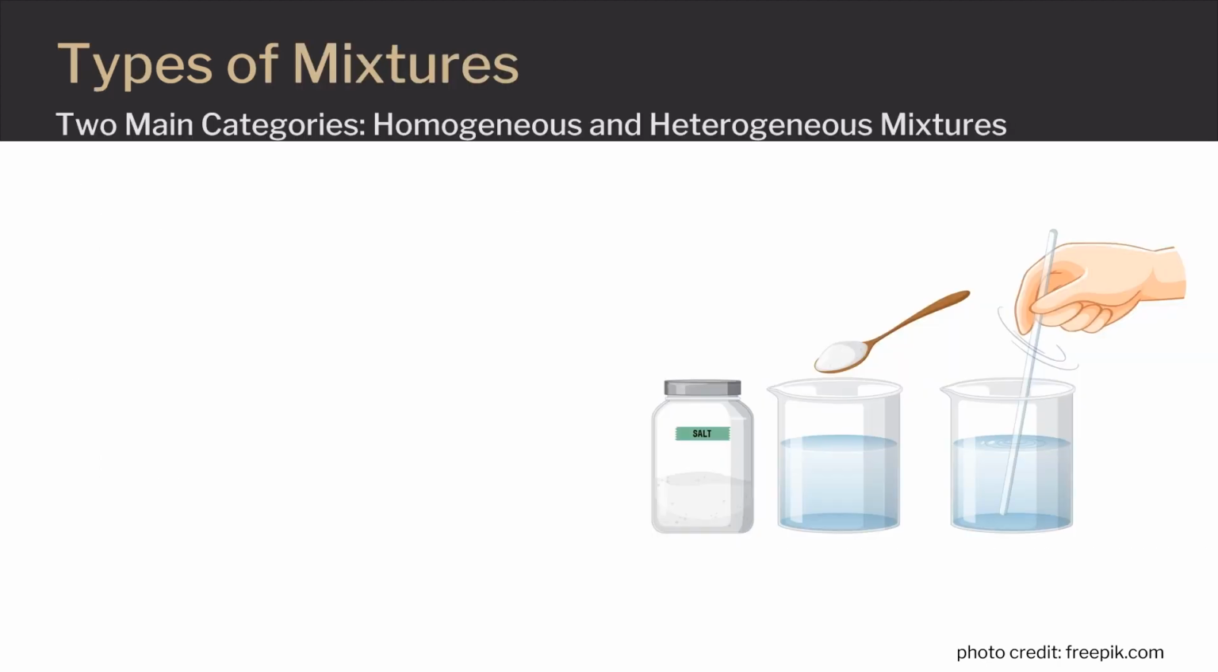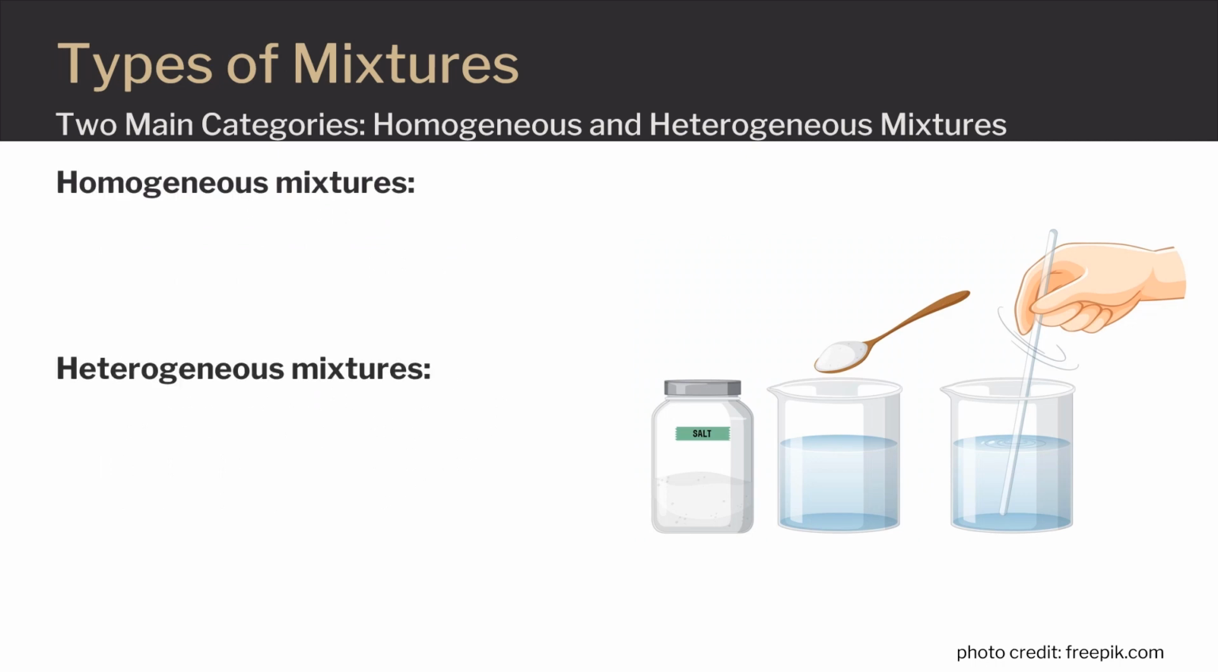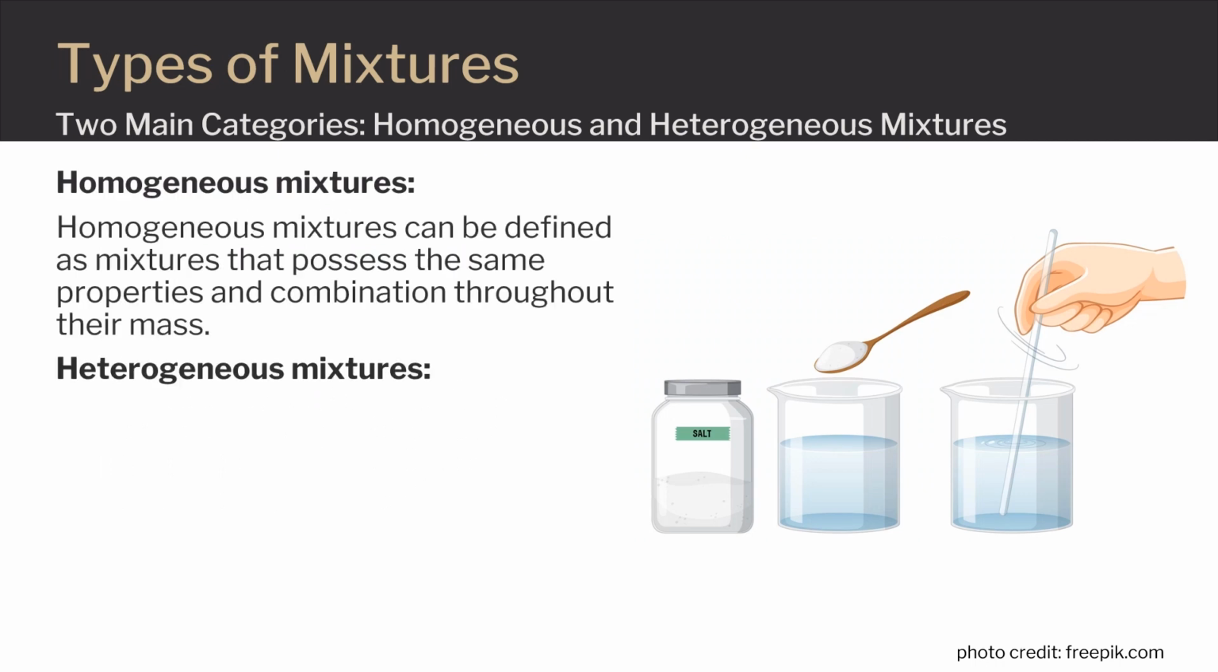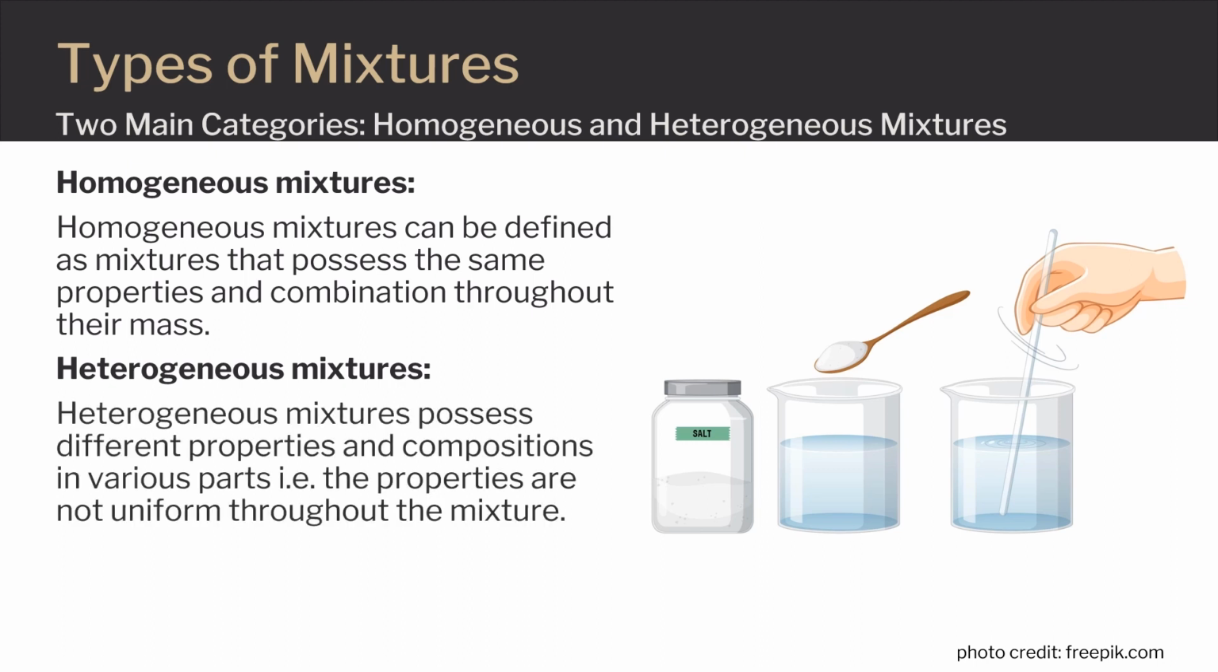Types of mixtures. There are two main categories of mixtures: homogeneous mixtures and heterogeneous mixtures. Homogeneous mixtures can be defined as mixtures that possess the same properties and combination throughout their mass. Sugar mixed with water is the most common example of a homogeneous mixture. Heterogeneous mixtures possess different properties and compositions in various parts, i.e., the properties are not uniform throughout the mixture. A mixture of sand mixed with salt is an example of a heterogeneous mixture.